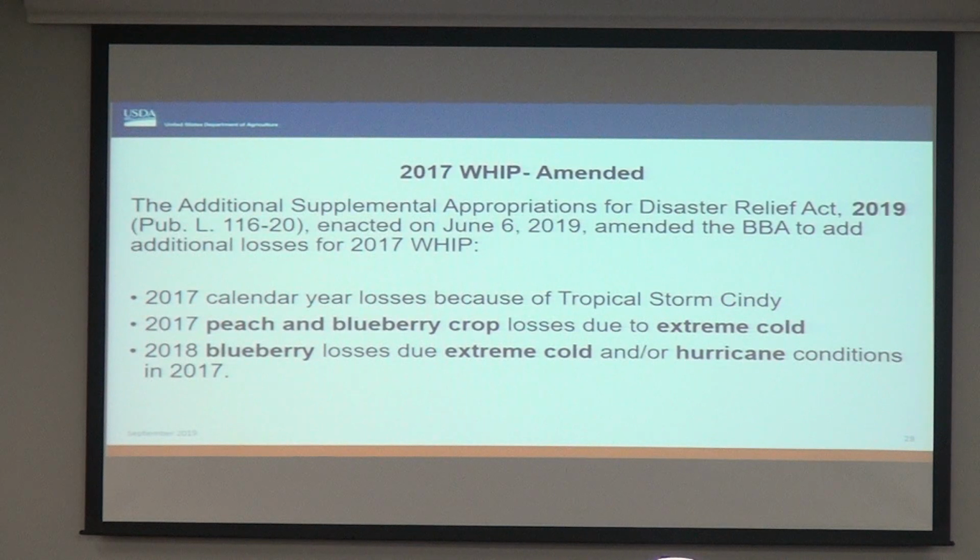However, with the 2019 disaster bill, it did make some changes to the 17 WIP, and it brought in, well, Tropical Storm Cindy was eligible, but that didn't impact Georgia. But for 2017, any peach and blueberry crop losses due to extreme cold, this was the freeze that happened in spring of 17, they're eligible to come in and apply under 2017 WIP. Now, if there was any 2018 blueberry production loss that was affected by the 17 freeze or the hurricane in 17, then they can come in and submit an application as well under the 2017 WIP.